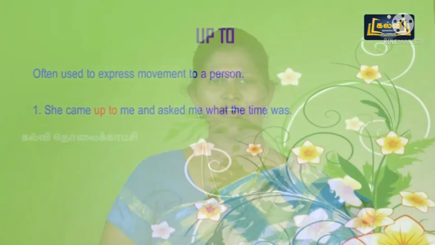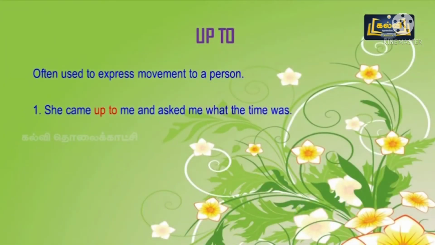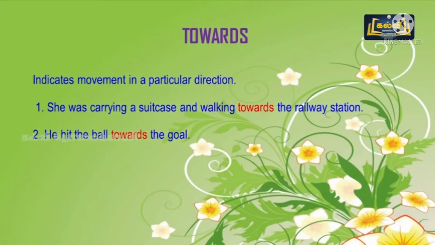Next, up to. It is often used to express movement to a person. For example, she came up to me and asked me what the time was. Next preposition is towards. It indicates movement in a particular direction. Examples: she was carrying a suitcase and walking towards the railway station. He hit the ball towards the goal.